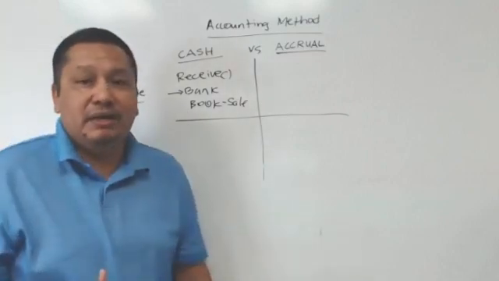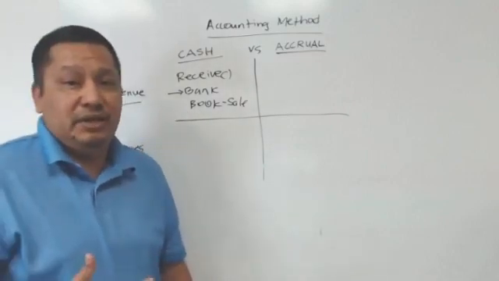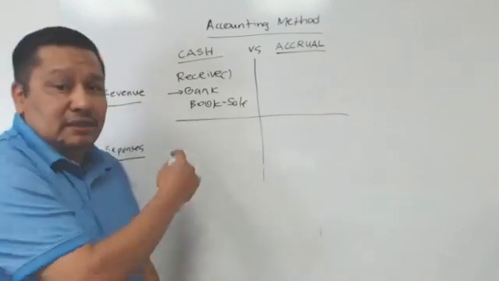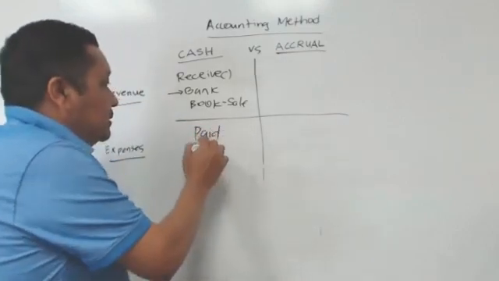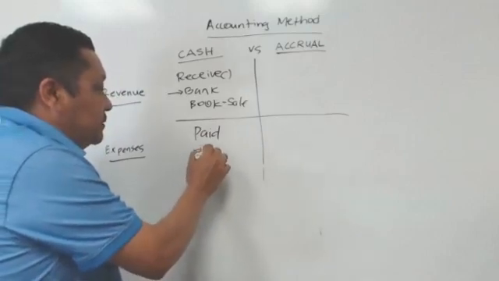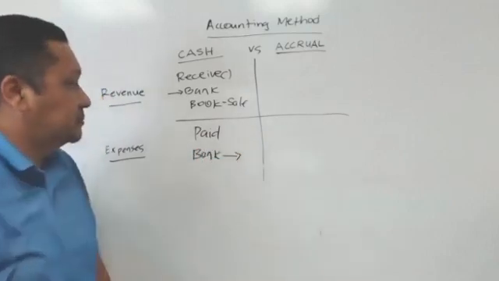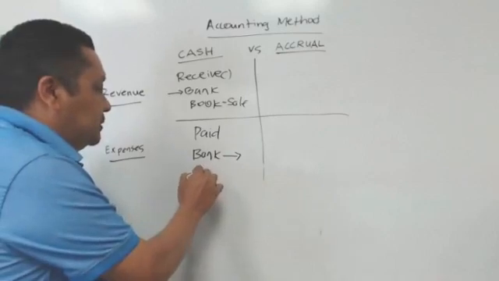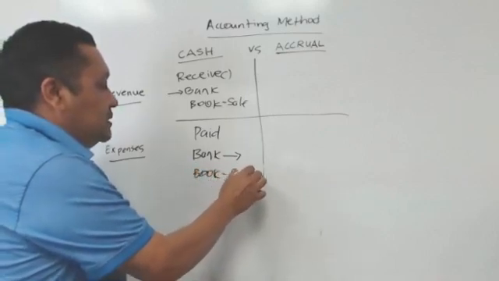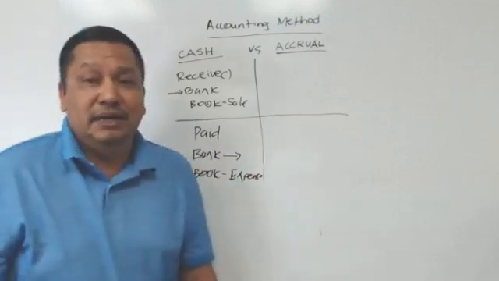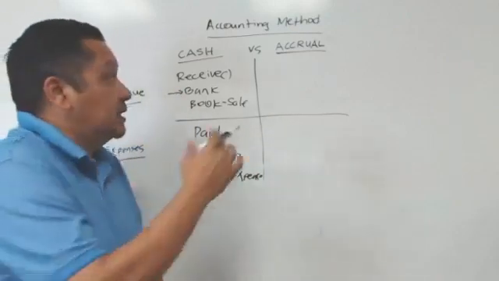Expenses: when you buy the product for the meal that you created, it's recorded as paid. So in the bank, money goes out, and in the books, it's recorded as an expense. Easy, cash is easy, right? Now, let's get on the accrual side.